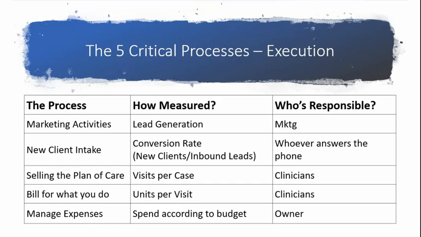So if you have these 5 critical processes operating, your marketing activities with enough leads, your intake process with a consistent and predictable conversion rate and thus a predictable number of new patients, your plan of care process which ensures your patients are showing up according to their agreed upon plans of care as measured by visits per case, your billing process tracked by units per visit, and you are managing your expenses according to your budget, do you have a stable and sustainable business?